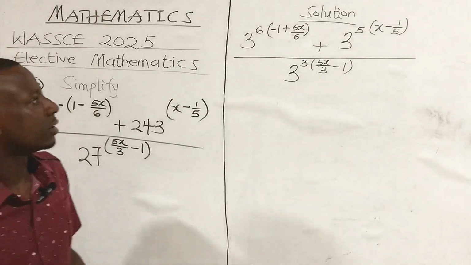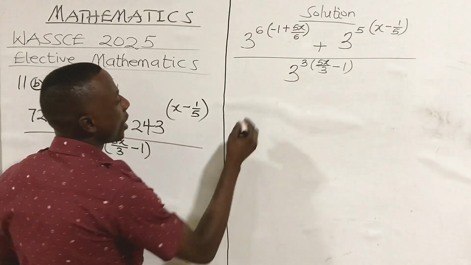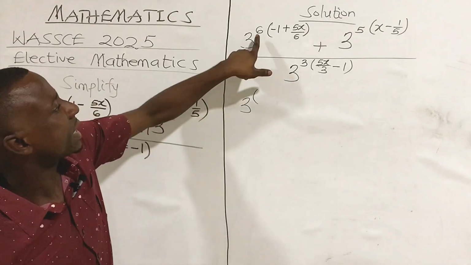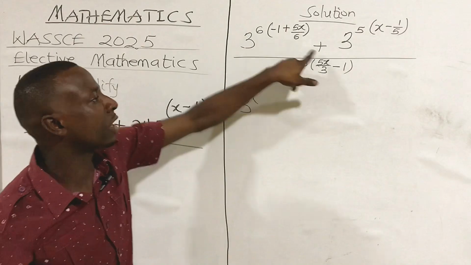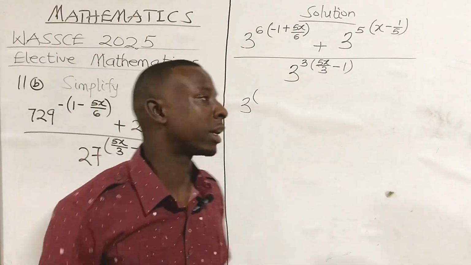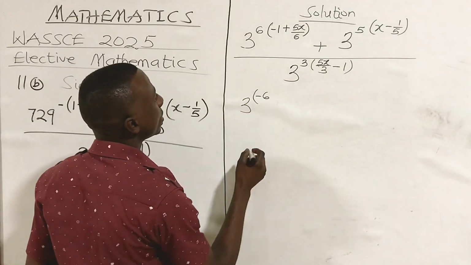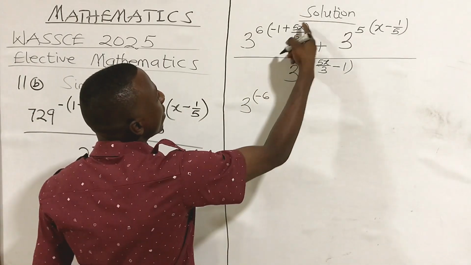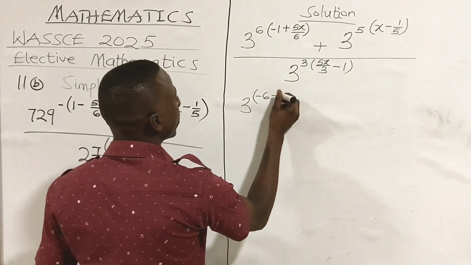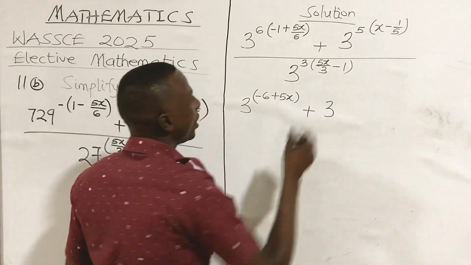So from here, I am going to use the 6 to multiply through. We have 3 with a big bracket; 6 is an exponent, and everything in the bracket is also an exponent. We are going to multiply. So 6 times negative 1, we have minus 6. Then 6 times 5x over 6, the 6 will take off the denominator, so it will be left with plus 5x.